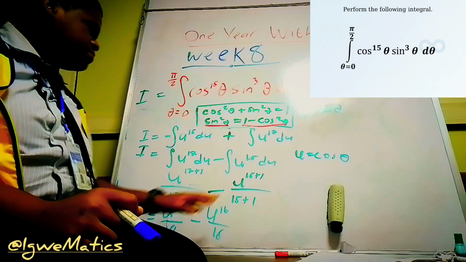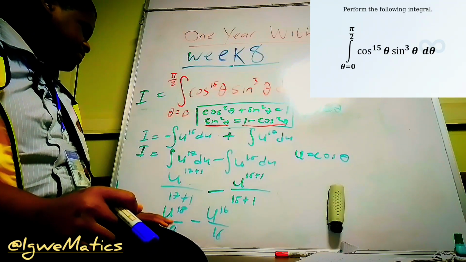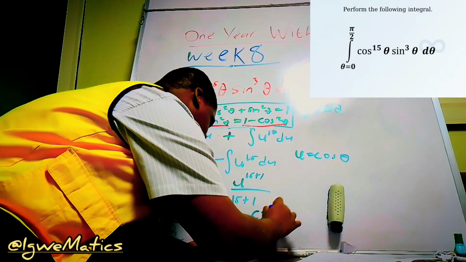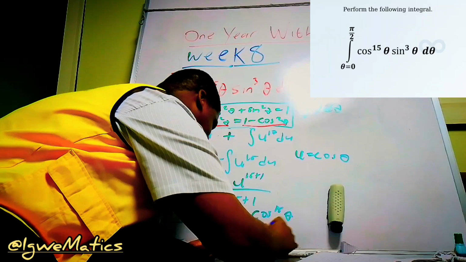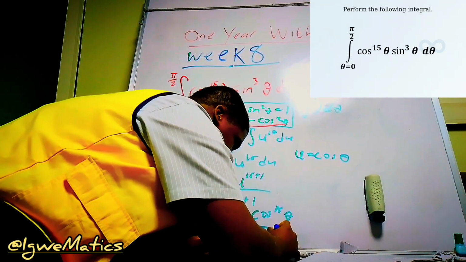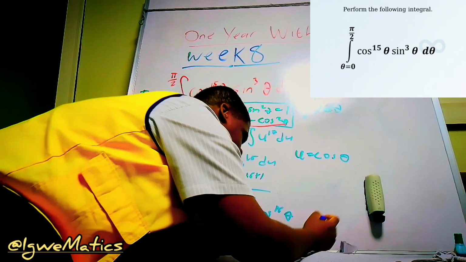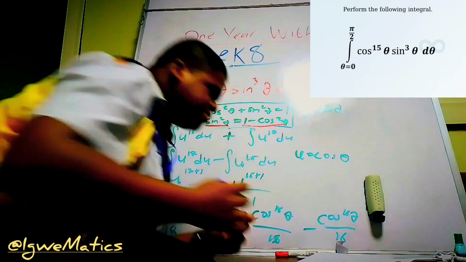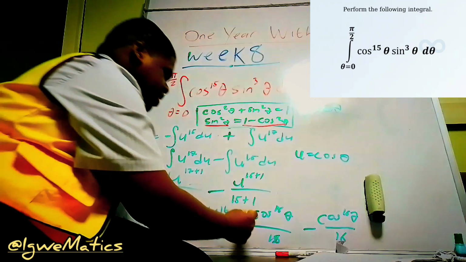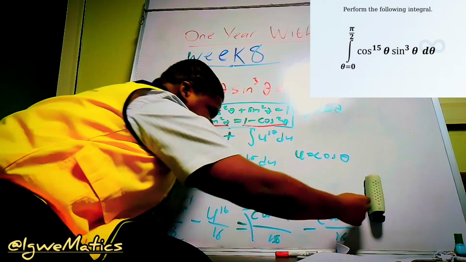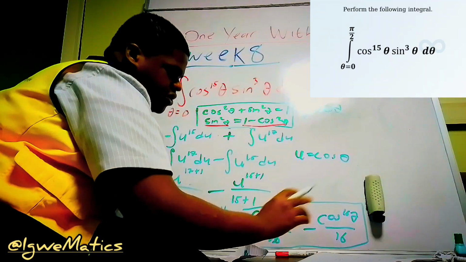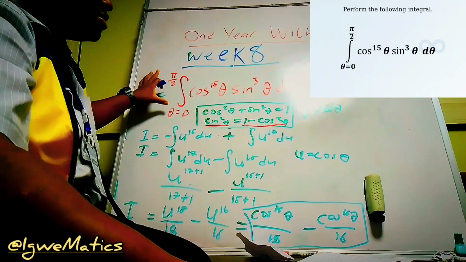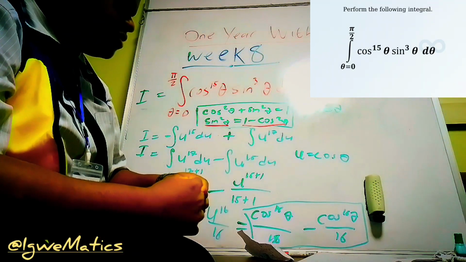So for the first one, we have to substitute u into this. So this is going to equal cos to the power of 18 theta divided by 18 minus cos to the power of 16 theta divided by 16. So this is going to be our final answer. No, not really our final answer, but this is going to be our indefinite integral. If it was an indefinite integral, I would have plus c, but I've just not substituted our values yet.